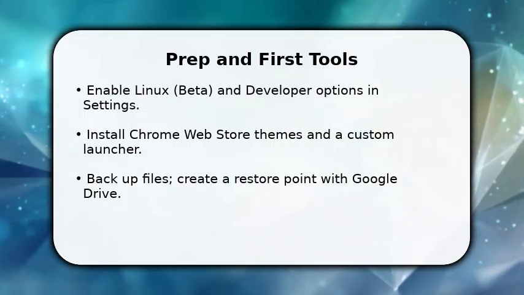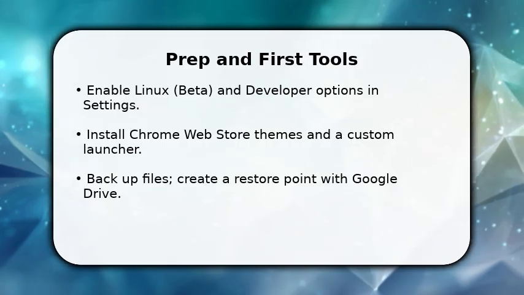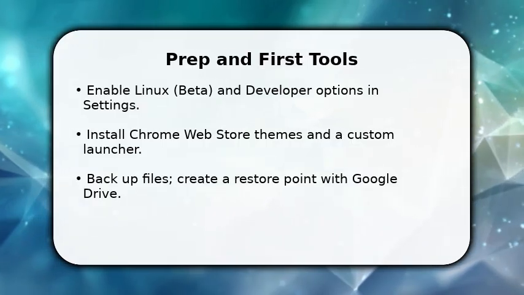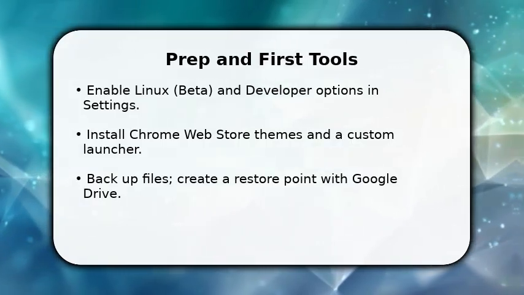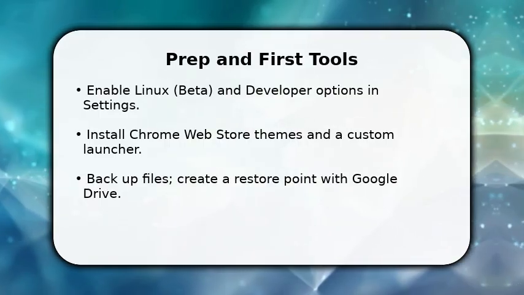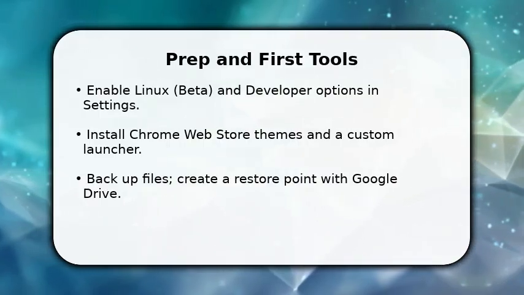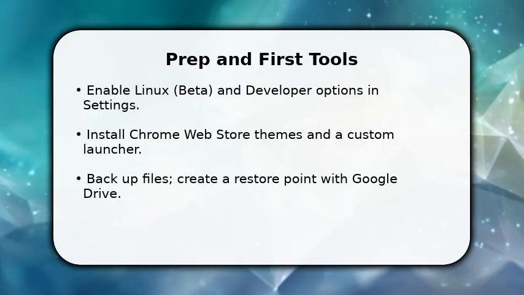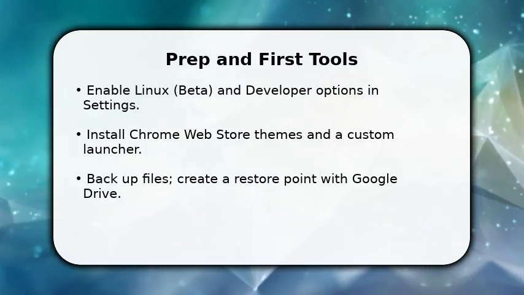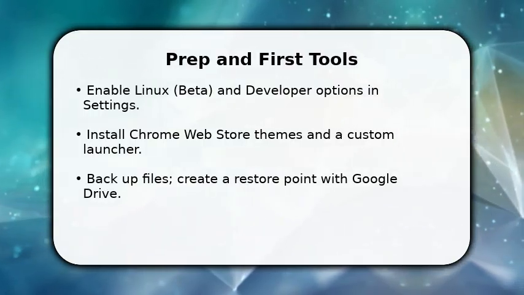You start by enabling Linux beta and developer options so you can install apps and modify UI files. This unlocks deeper customization. Once done, install a launcher and a Windows-like theme from the Chrome Web Store to change taskbar and icons. These are lightweight and reversible.